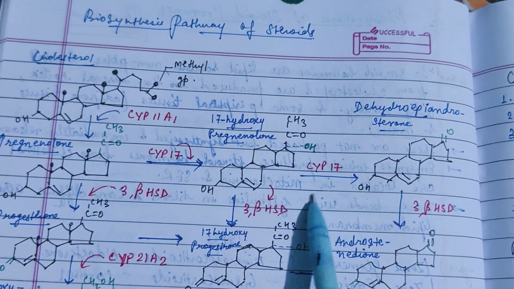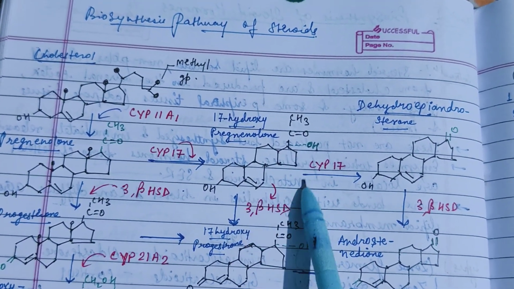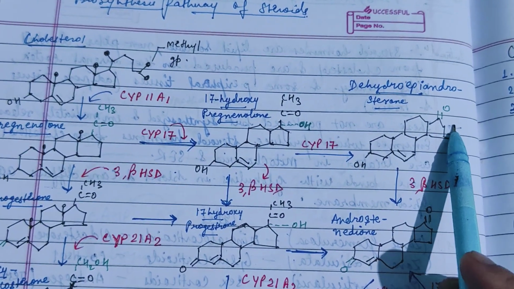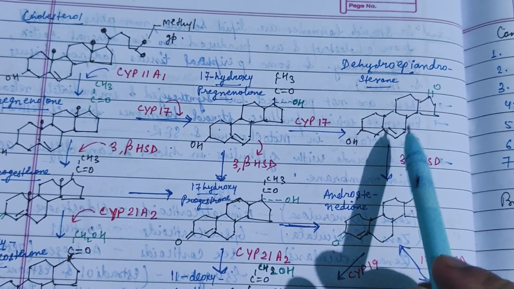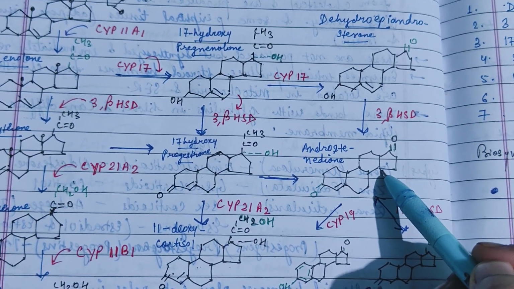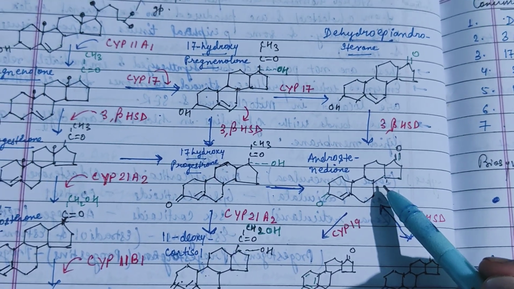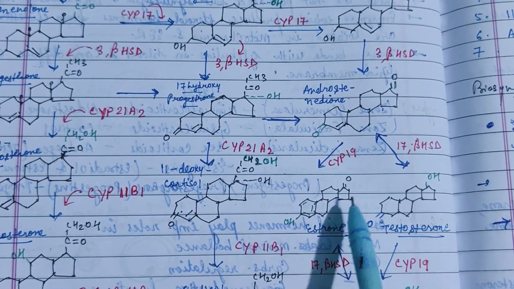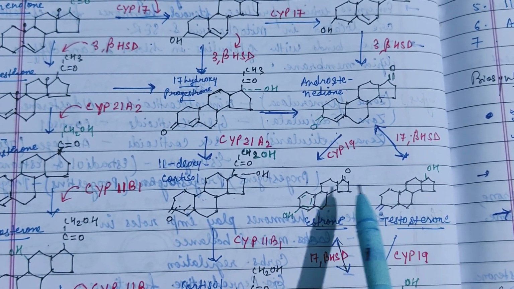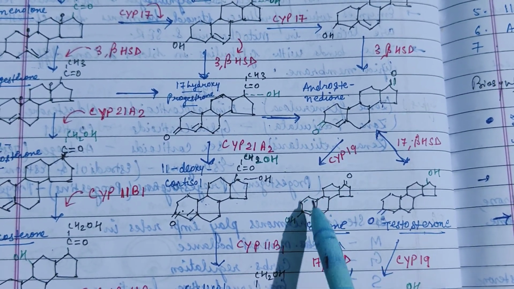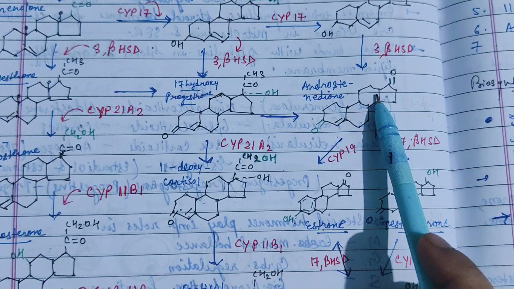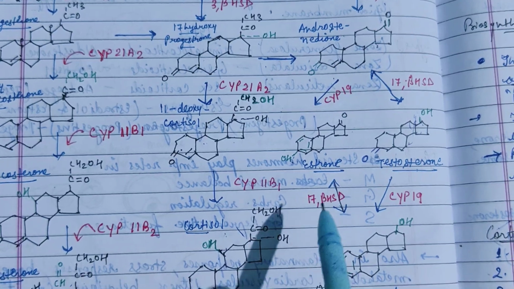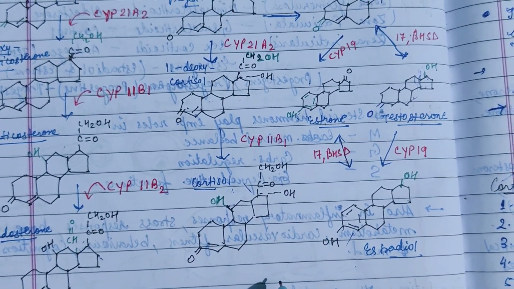The next part is this structure, in which the OH and the CH3 groups are removed and replaced by a double bond O, known as dehydroepiandrosterone, and then it is converted into androstenedione, in which the OH is replaced by a double bond O. Then it may form testosterone, in which the double bond O is replaced by an OH group in this position, and when OH is added in this position, it forms estradiol.